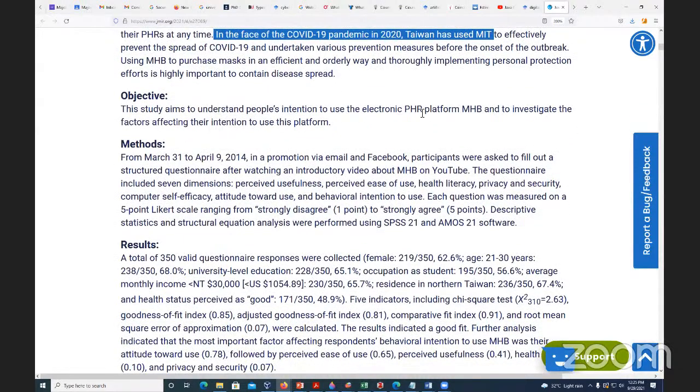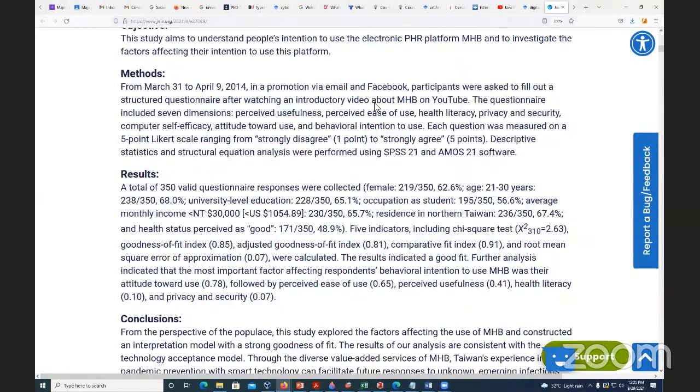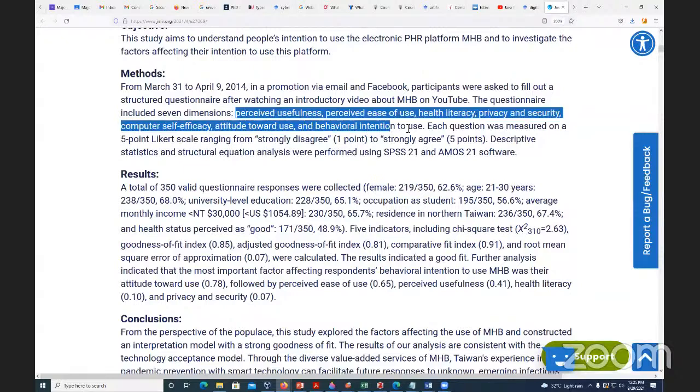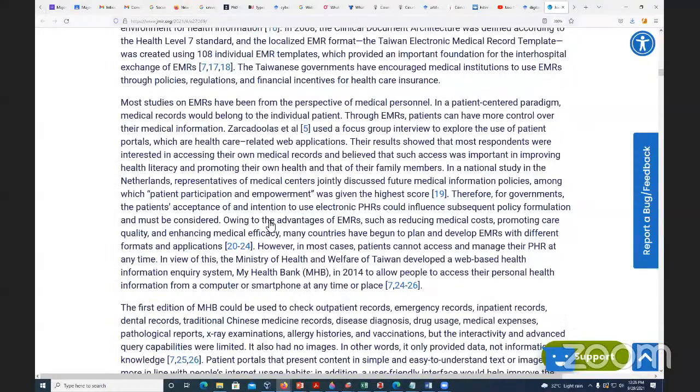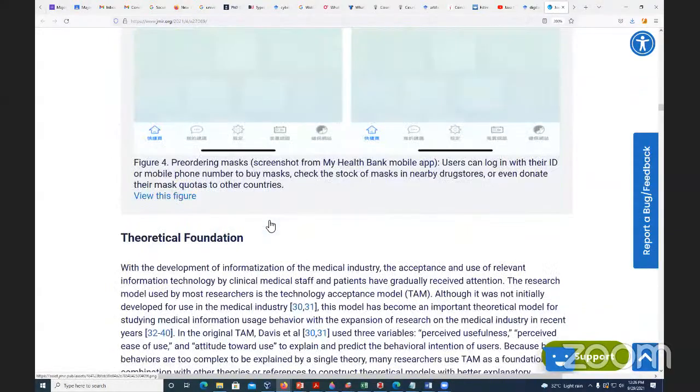The objective is to find out people's intention to use this. The methods are really fascinating. They promoted the research by email and on Facebook, and they had a questionnaire and a video about it on YouTube. So this thing is part of what I'm telling you, the models. We'll come back to this. So they had a questionnaire, and these are the results and the conclusion. Let me see what they have here. They even had Taiwan stuff.